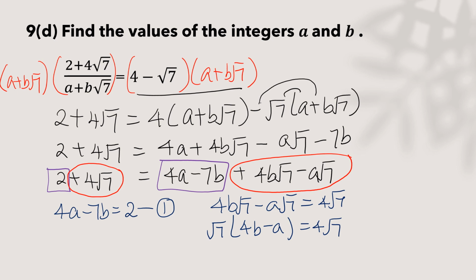Divide by square root 7, you will have 4b minus a equals 4. Oh good, so I'm going to make a the subject. So I would have 4b minus 4 equals a. Call this equation 2. So I'm just going to substitute 2 into 1.